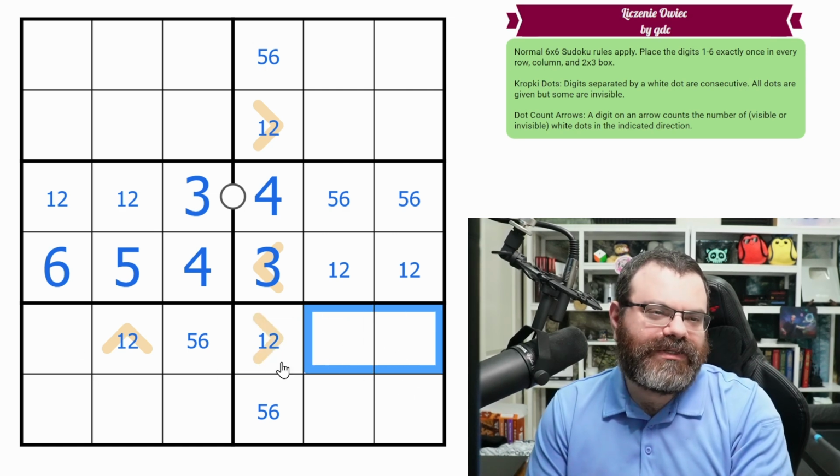What can they be? They can't be 1, 2. They could be 2, 3, making that a 1. And I think that works just fine. They could be 3, 4. And that's actually what they'd have to be if this was a 2.